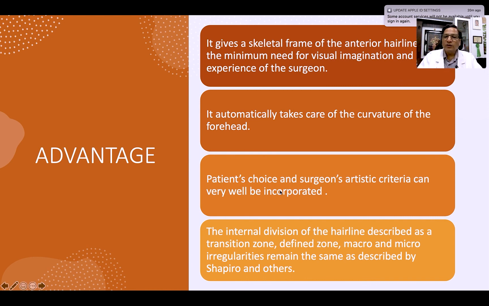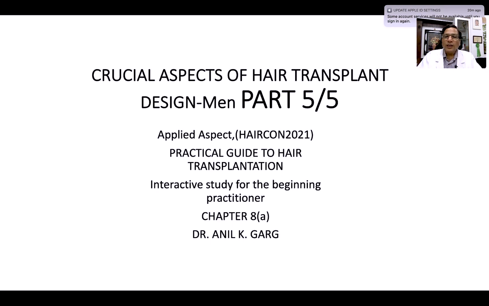The internal division of the hairline described as transition zone, fine zone, and micro and macro irregularities remain the same as described by Shapiro and others. In my previous tutorial on hairline, these things have been explained in detail. So I know it is difficult. I'll be more than happy if you send me queries to understand this complicated system, but once you start following, I'm sure it is a very easy system to follow.